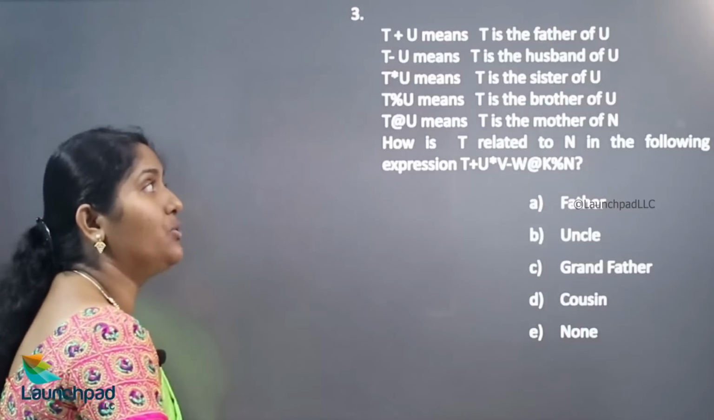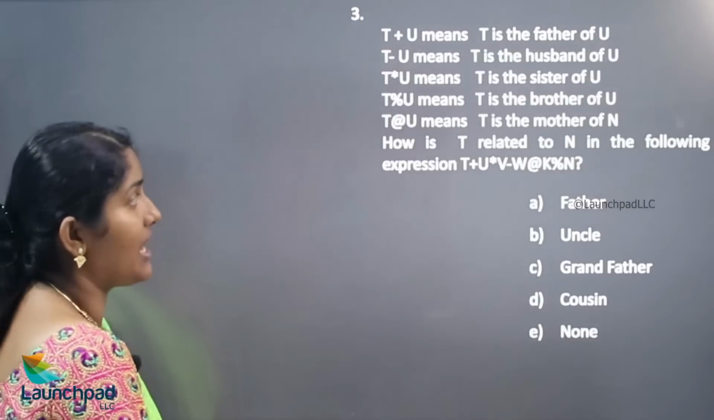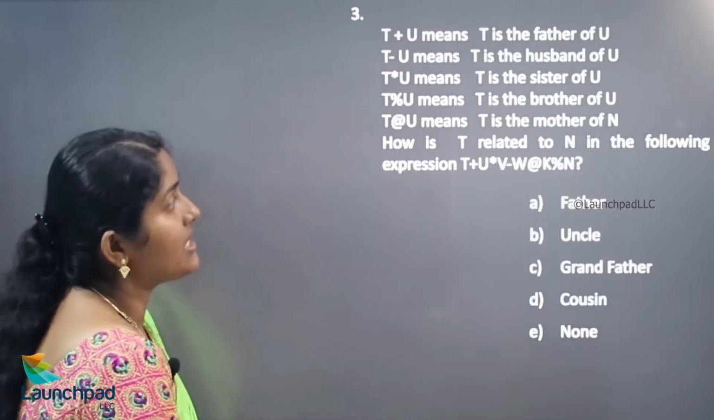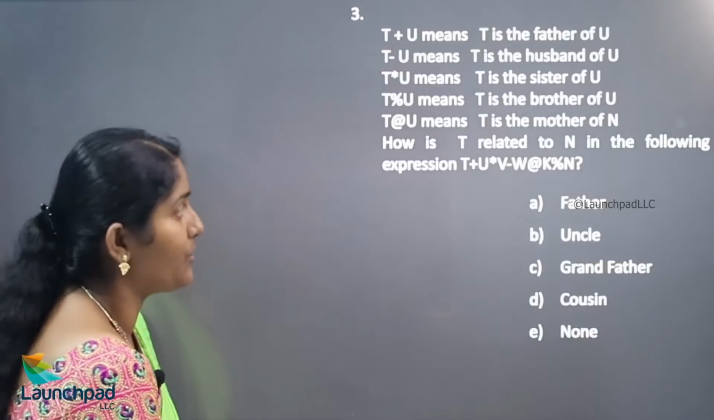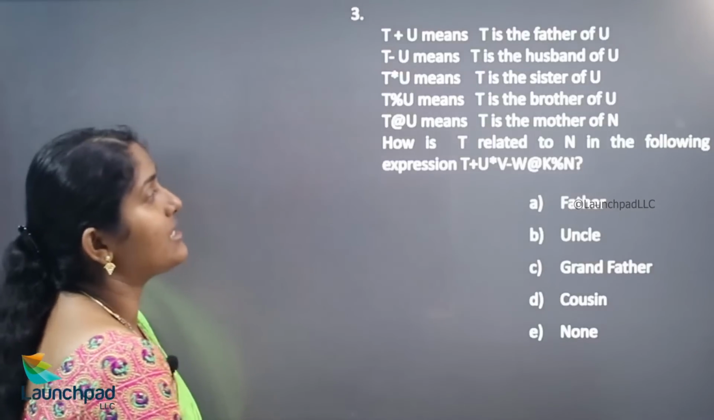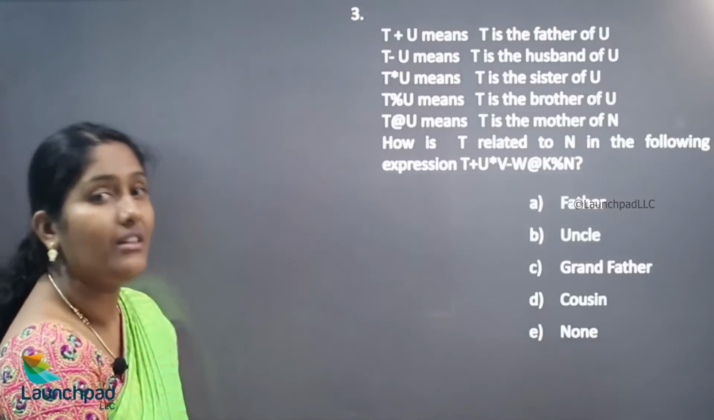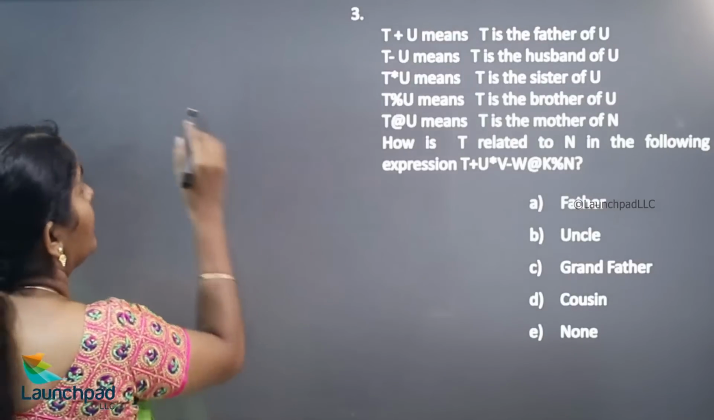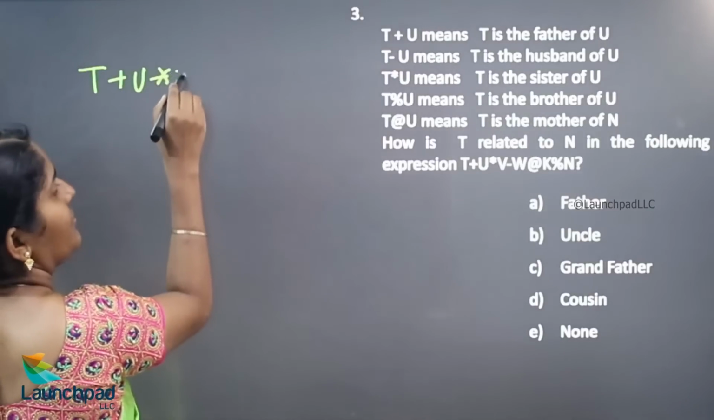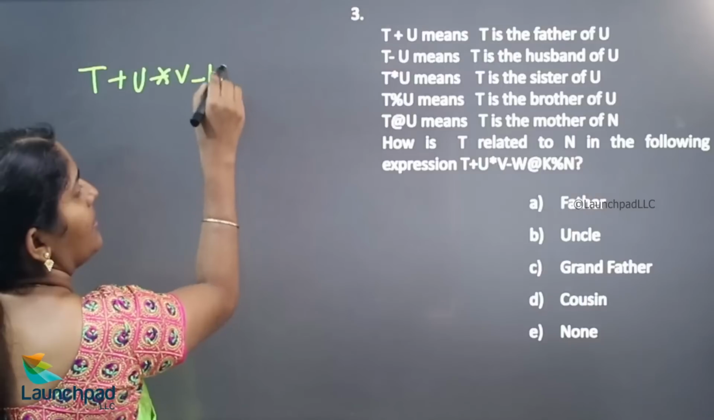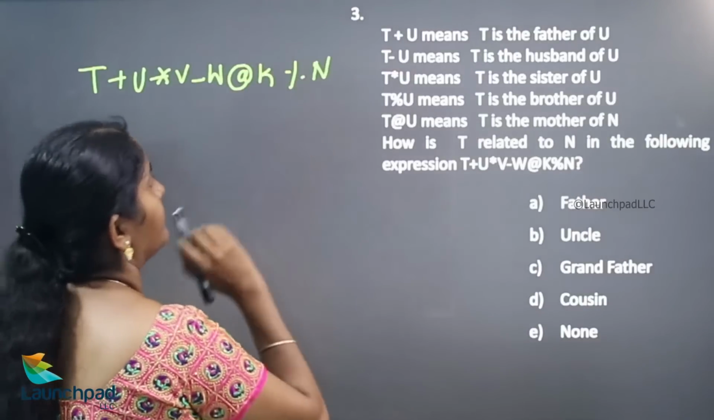T plus U means T is the father of U. T minus U means T is the husband of U. T star U means T is the sister of U. T percentage U means T is the brother of U. T at U means T is the mother of U. How is T related to N in the following expression? T plus U star V minus W at K percentage N.